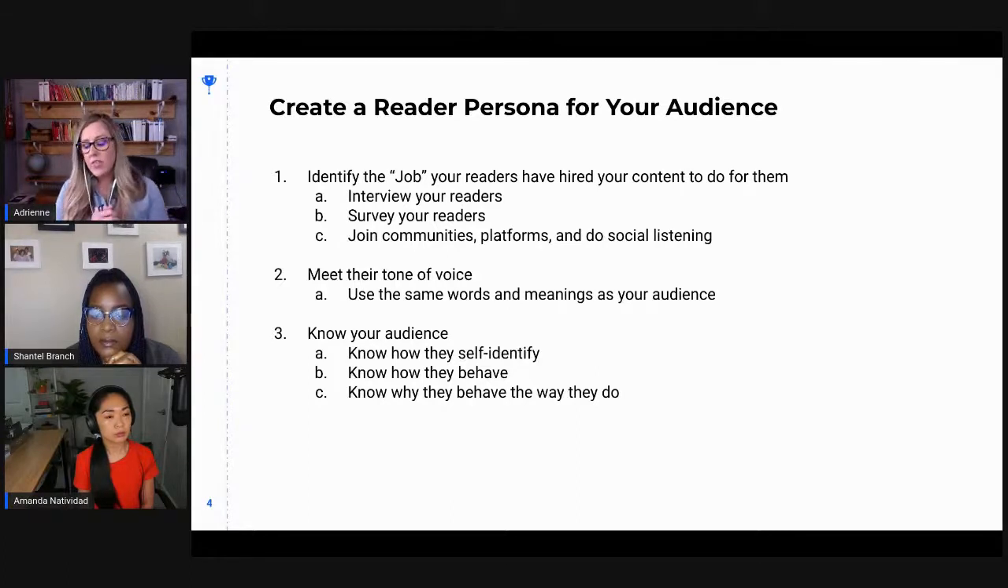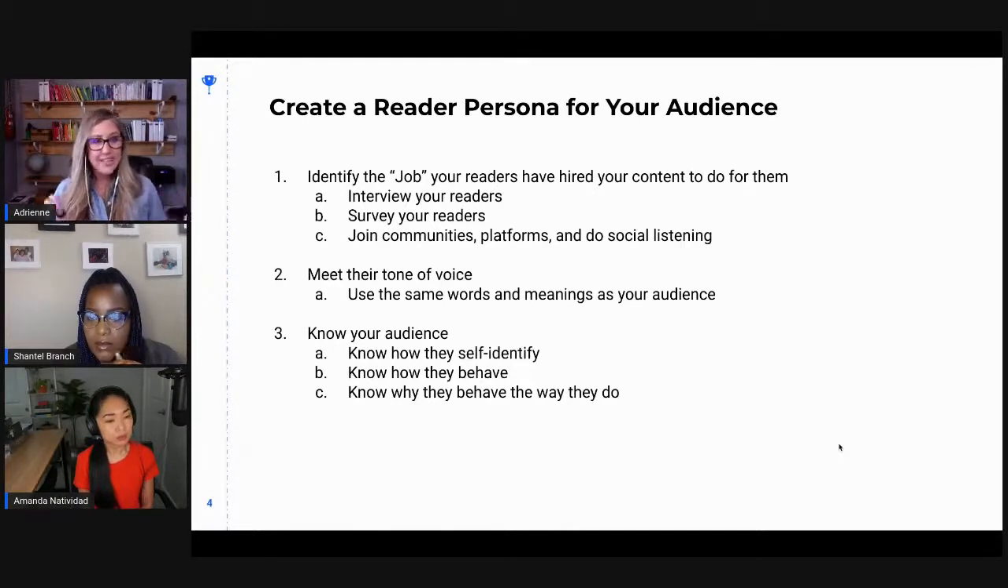And so one of the things that I say is it's really important to know your audience. And what does that mean? We hear know your customers, know your audience, know your readers. What does it mean to know them? I say that in order to know your audience, you have to know how they self-identify. What are they saying about themselves? How do they call themselves, like in their Twitter bios or on their Instagram bios? How do they behave? What are they doing online?